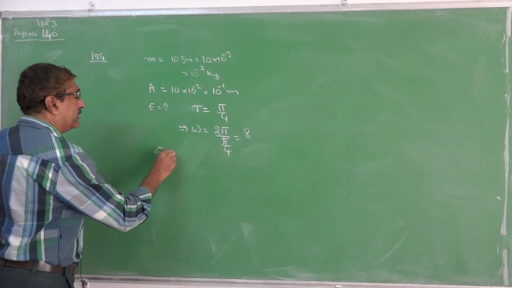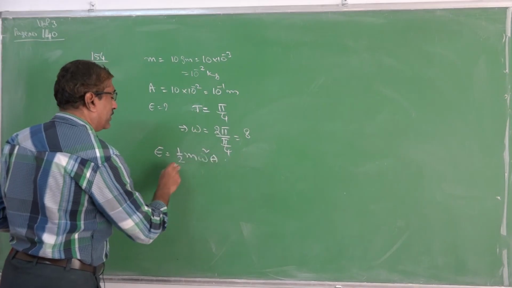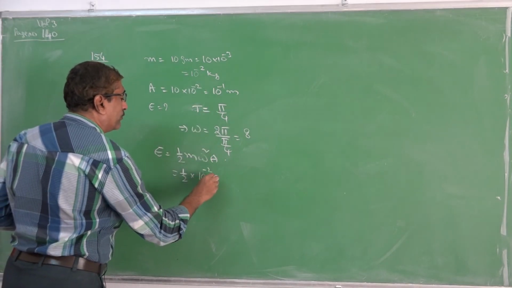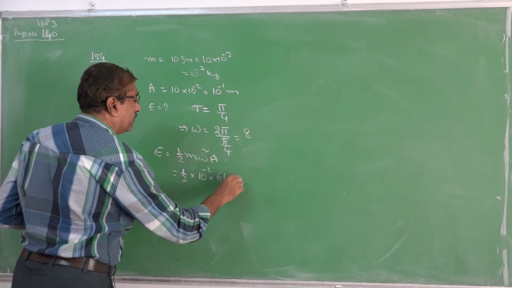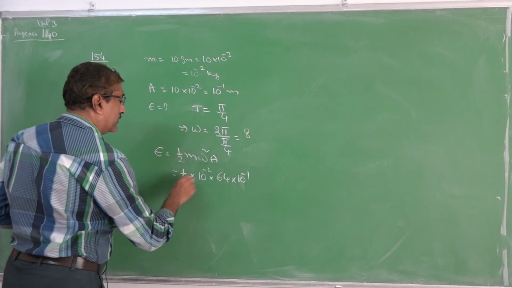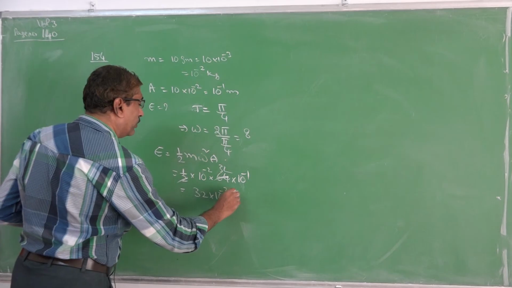Now the total energy at a particular point is half m omega square A square. So half, 10 power minus 2, omega square is 64, A square is 10 to the power minus 2. That is 32 into 10 power minus 3 joule.